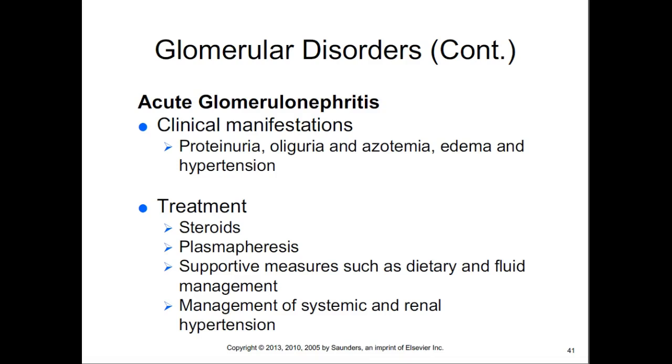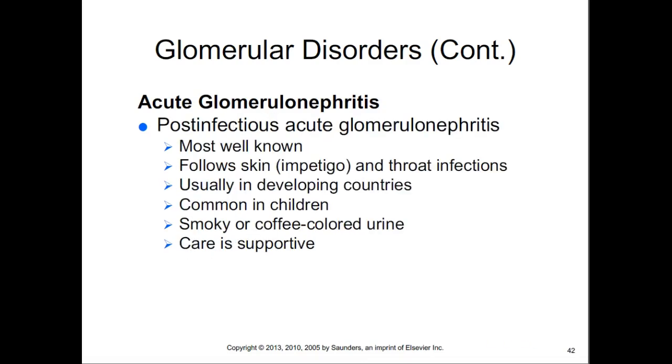Plasmapheresis, if it is an autoimmune disorder, can help us remove those antibodies that may be attacking the glomerulus, right? Supportive measures such as dietary and fluid management. So sometimes these might require IV hydration, and management of systemic and renal hypertension. Okay, so you might need to give them medication to help with that.